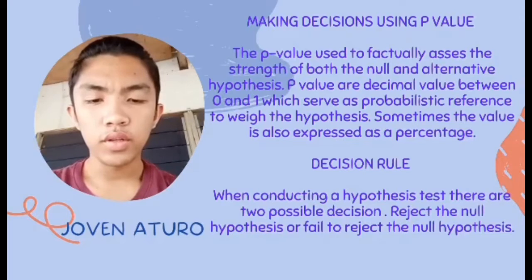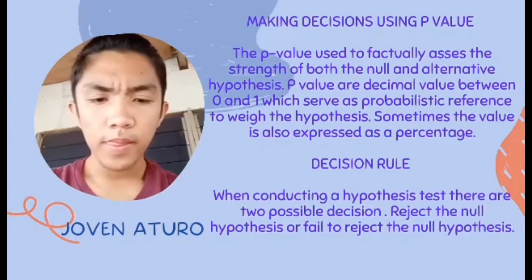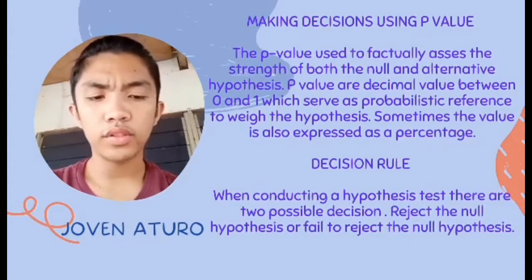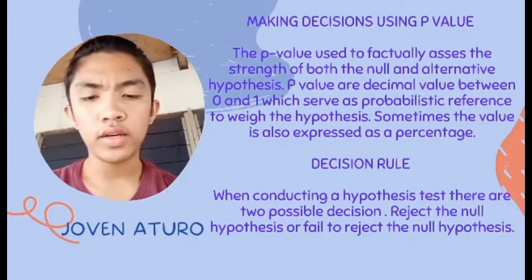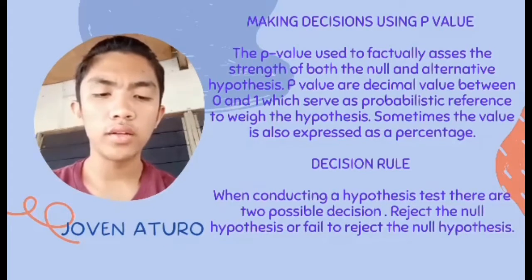Decision rule. When conducting hypothesis testing, there are two possible decisions. Reject the null hypothesis or fail to reject the null hypothesis.